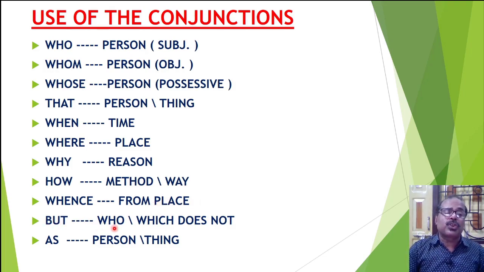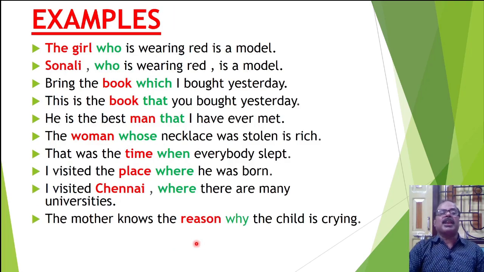But is used to mean who or which does not. I'll make it clear by giving an example, as for person or thing. Now let us see the examples, how they are used. The girl who is wearing red is a model.